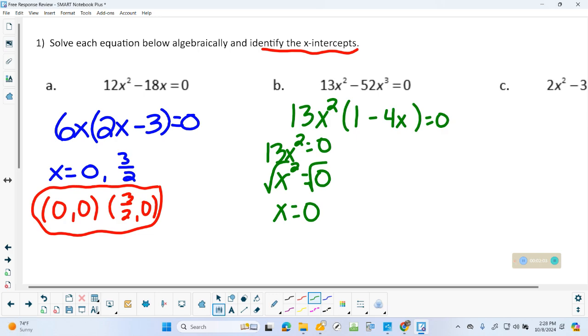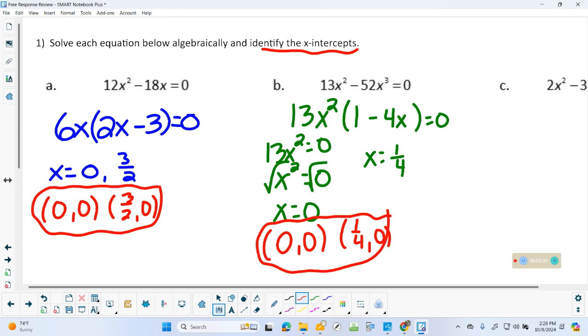Okay, what fraction is this going to give you? Yep, you got it. Now remember, those are the solutions. It also wants the x-intercepts. So we're going to put 0, 0, and we're going to put 1/4, 0.